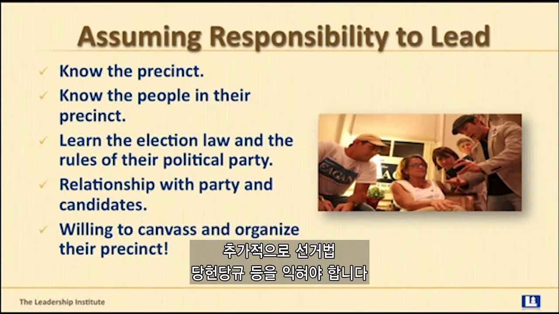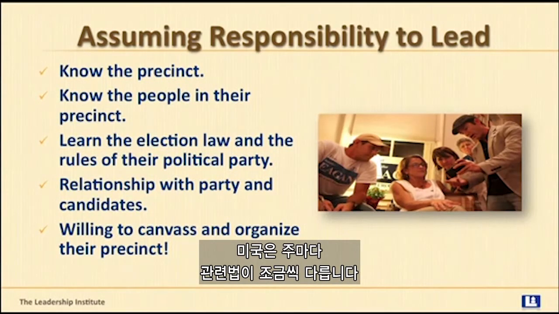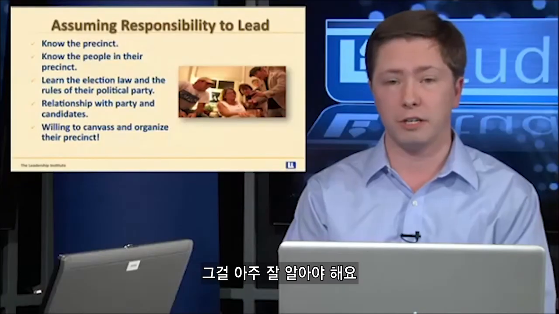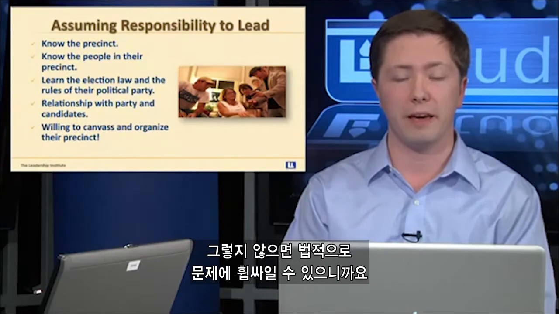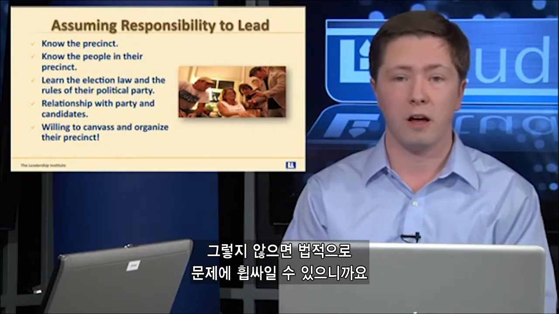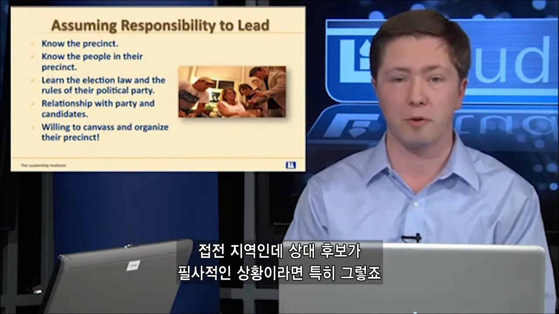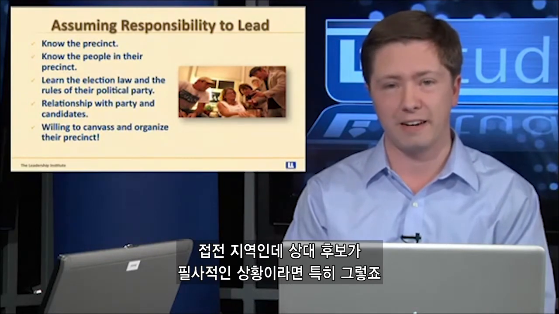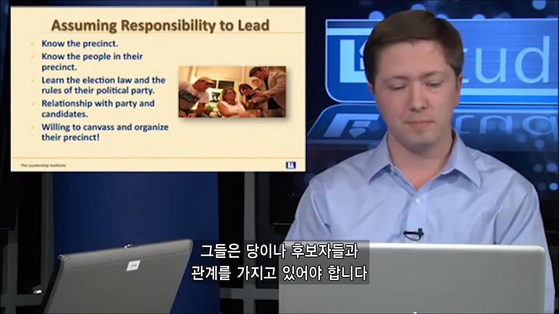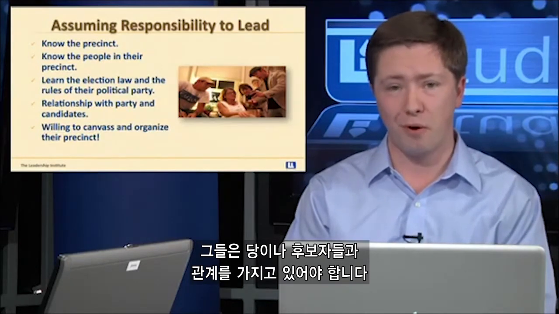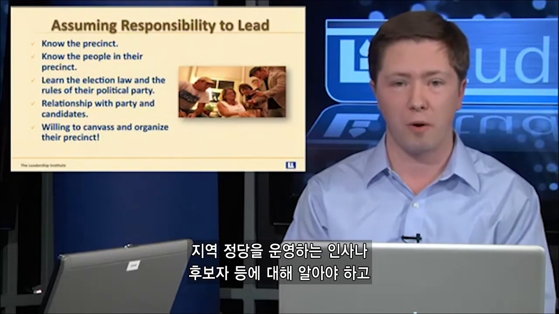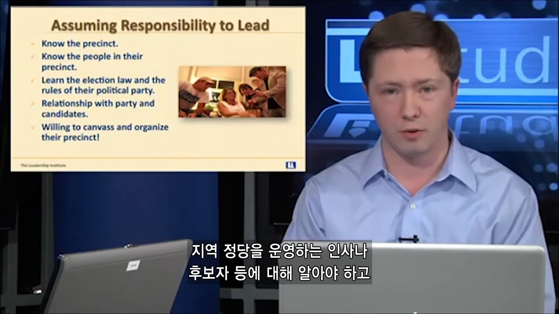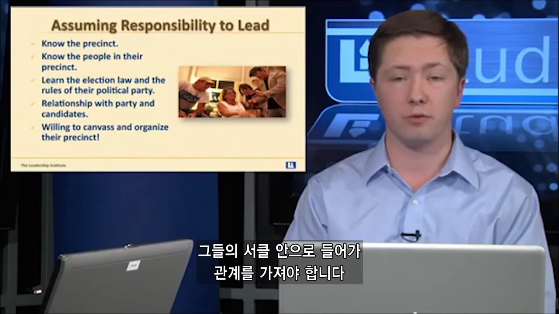Additionally, they're going to be willing to and must learn the election law and the rules of their political party. This is something that varies from state to state. Virginia's laws aren't the same as Tennessee's, aren't the same as New York's, and you must know and follow those laws very closely. Otherwise, you could find yourself in legal trouble, particularly if your candidate is competitive and the other side gets desperate. Additionally, they should have a relationship with the party and the candidates. They should know the folks who run the local party.